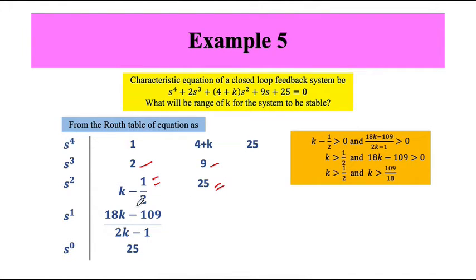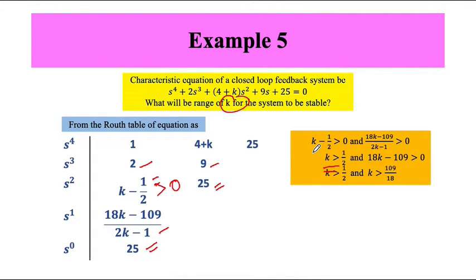Here 25. After calculating, we will find that this term is (18k minus 109) by (2k minus 1), and this will be 25. Now if we want the system to be stable, let's find out what will be the range of k for the system to be stable. For stability, we know that all terms should be positive. So the first condition is k minus half should be positive, meaning k is greater than half.